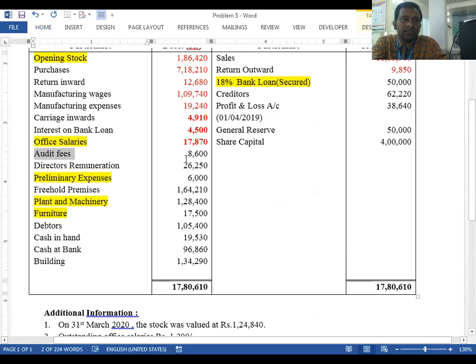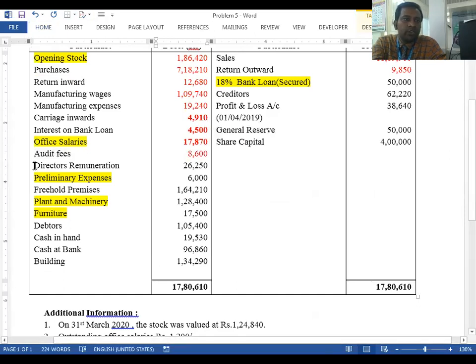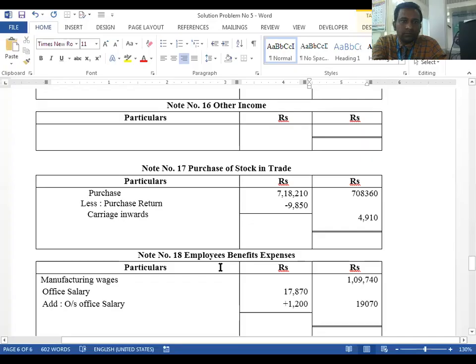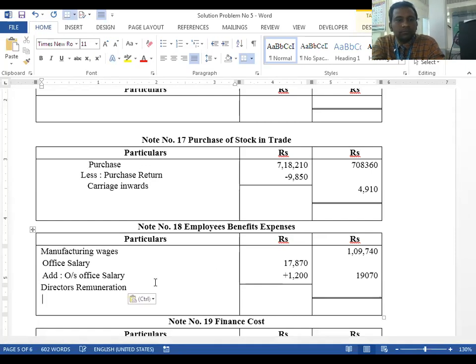Then the next item after the audit fees is director remuneration. It is one type of employee benefit expenses. So 26,250 is the director remuneration.